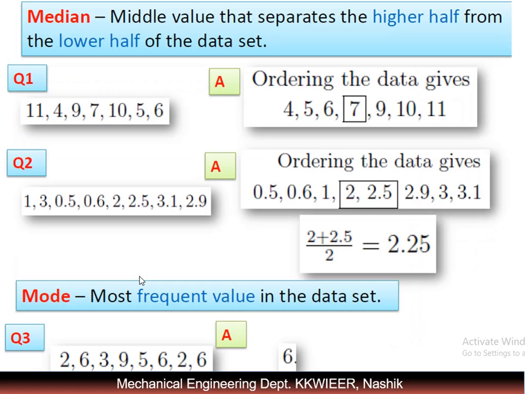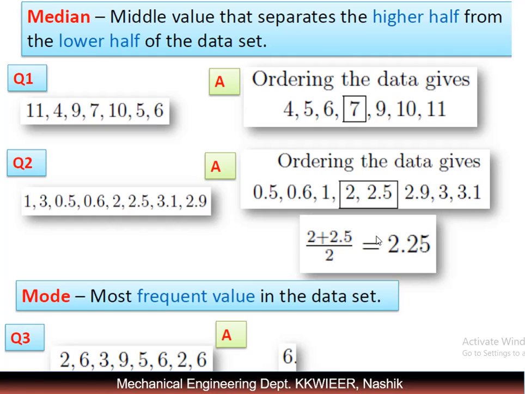Then if you talk about median, it is the middle value that separates the higher half and the lower half of the data set. Suppose in the first question: 11, 4, 9, 7, 10, 5 and 6. Ordering the data gives 7 as the median. In question number 2, ordering the data gives 2 or 2.5 around the middle. Again, if two values come around the middle, 2 plus 2.5 divided by 2, so the exact median is 2.5.